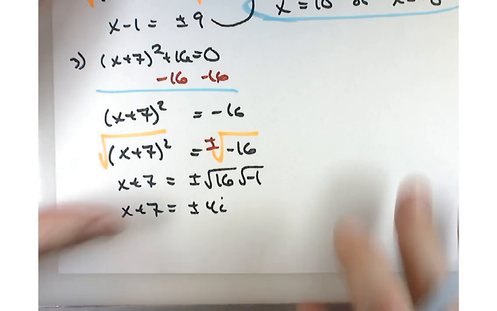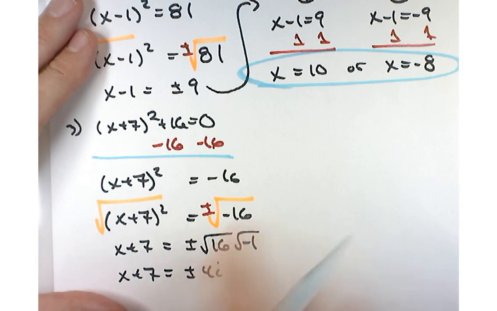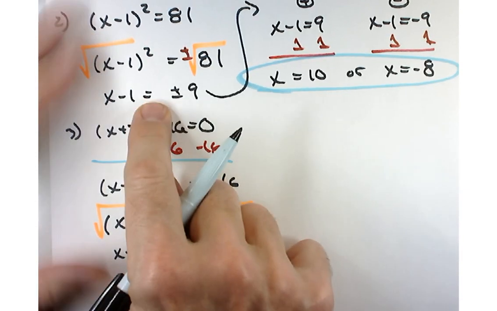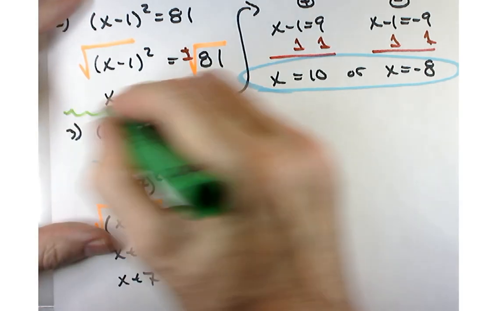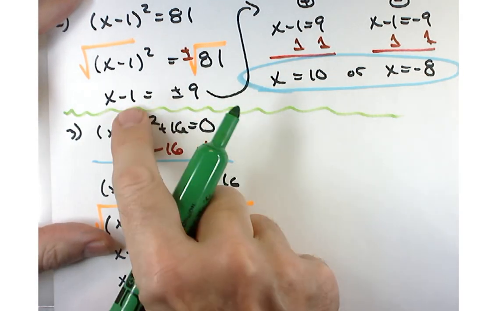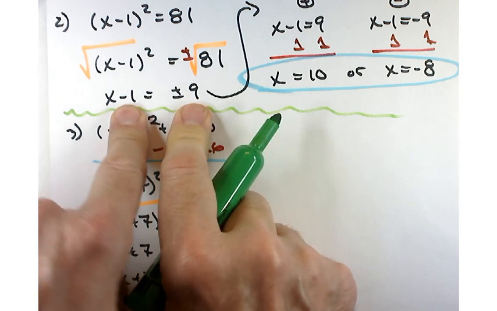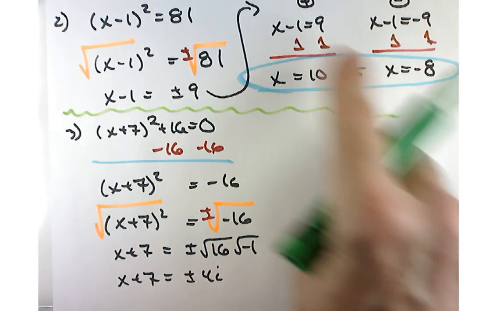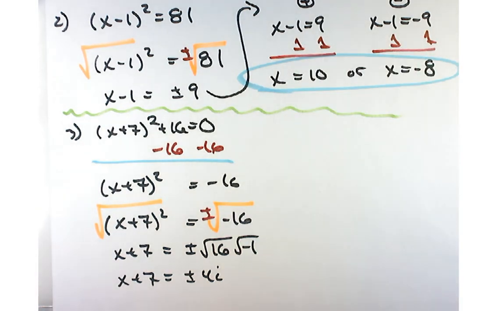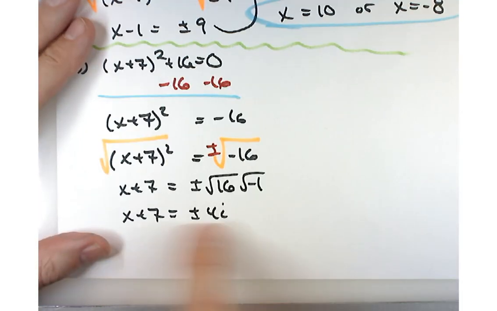There's a little bit of a difference between what we have here and what I had up here. Up here, when I was solving this problem, 1 and 9, those are like terms. I can add those together, so that's why I did those separately and said, oh, okay, x minus 1 equals 9, x minus 1 equals negative 9, and then solved. Can you add 7 and 4i? No. Are these like terms? No.